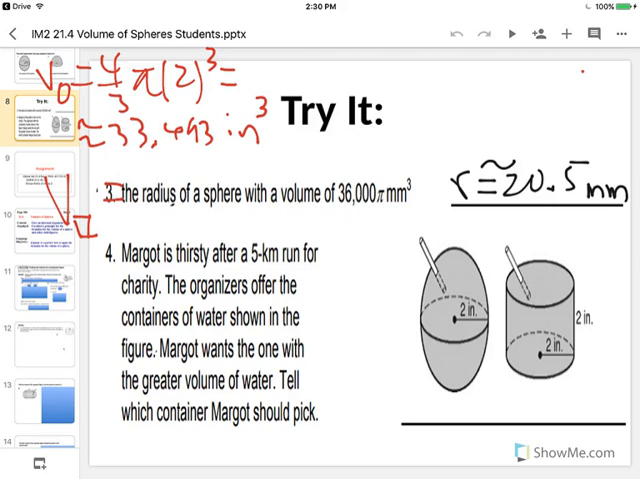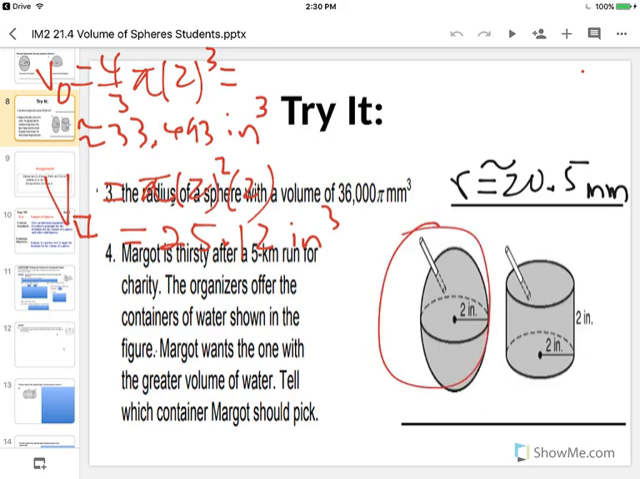Now find the volume of the cylinder. It would be the area of the base, so pi times the radius squared, times 2. This is 25.12 cubic inches. When you compare these two, the volume of the sphere is greater. Okay, let's go into the next one.